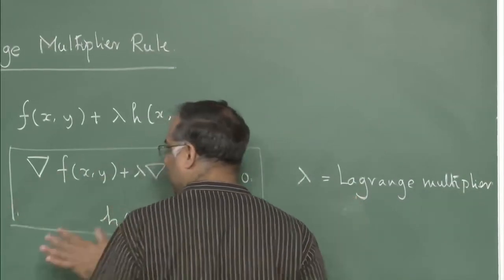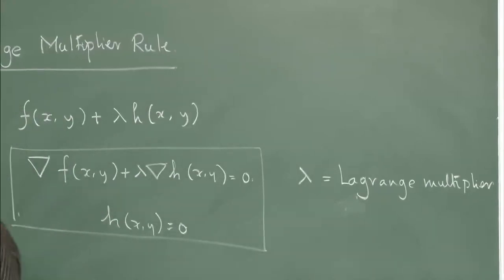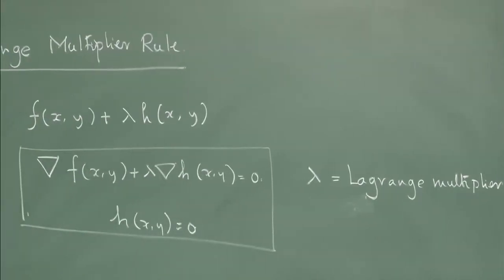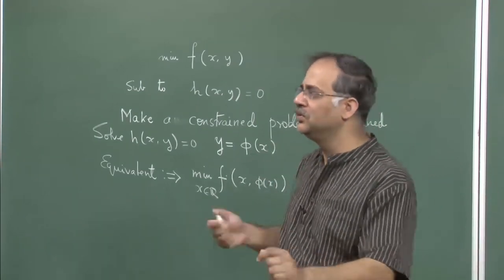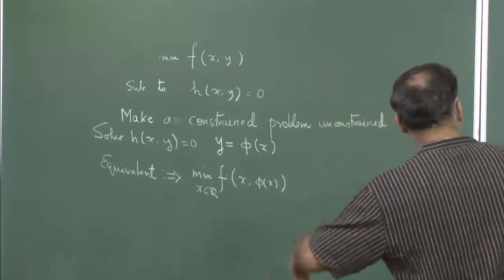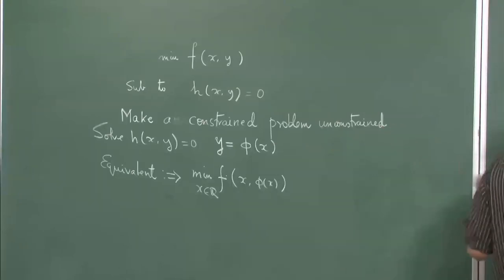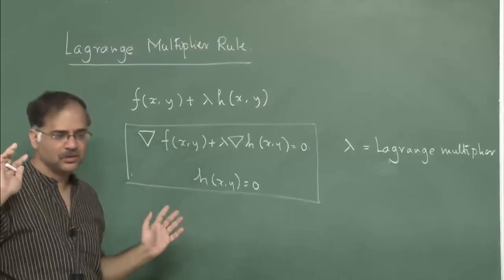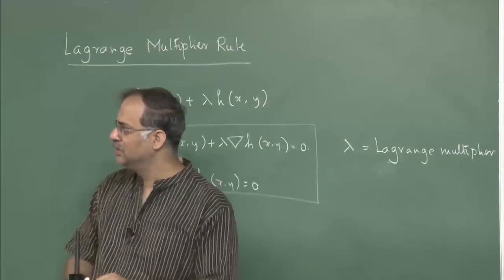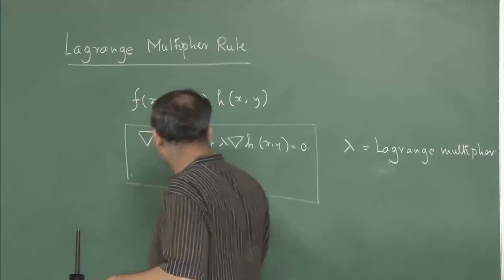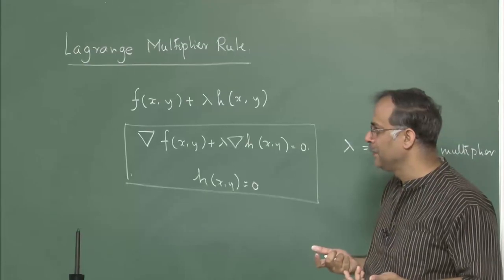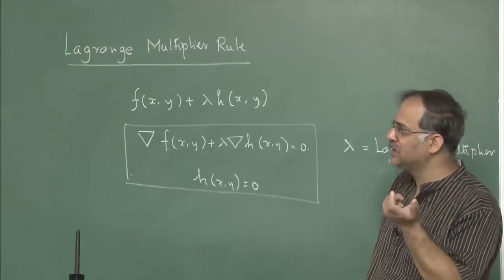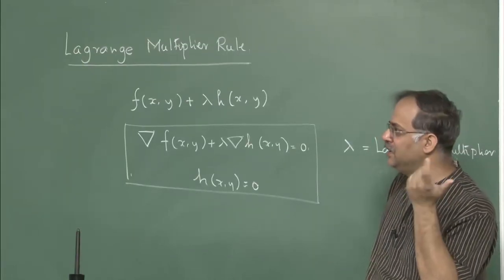This is called the Lagrange multiplier rule. Now, can you make arbitrary rules in mathematics? That is, just say okay, if I want to do this, just add something to something and take the gradient equal to 0 and you will get the solution. How do I know that the thing that I will get from here can be considered as a candidate for a solution? But unfortunately, in our calculus classes, we never question this, at least in India.